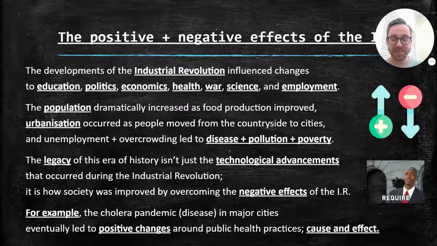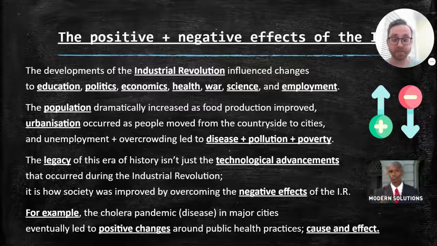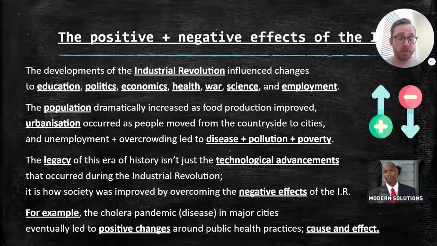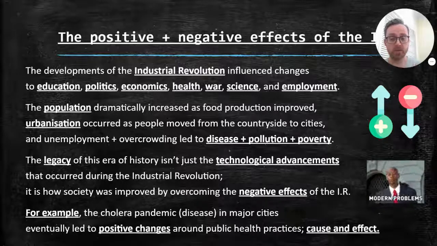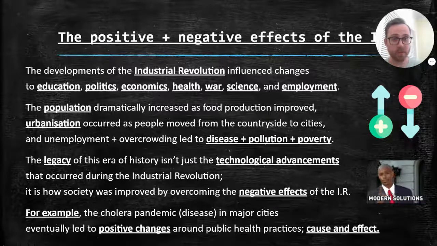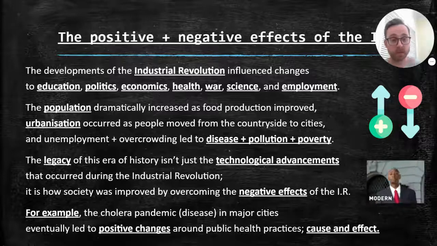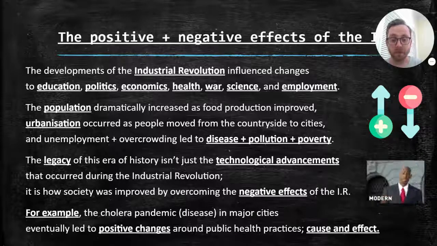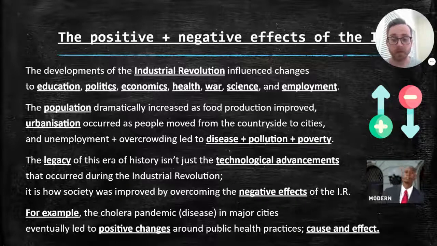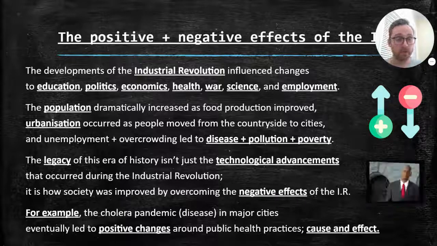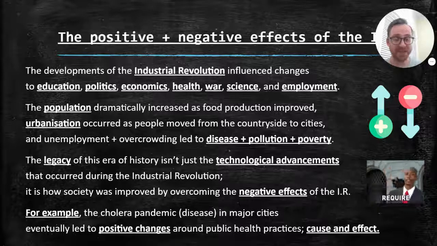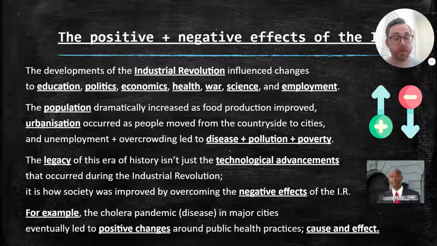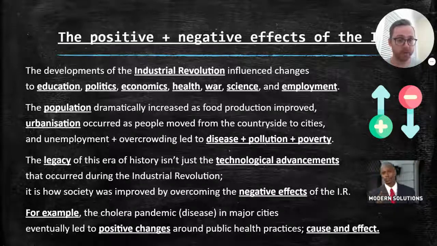We had some negative effects of the Industrial Revolution, but very, very massive changes during this time in history that have had impacts on our lives today. Modern society would be very different if not for these changes. The legacy of this era of history isn't just the technological advancements that occurred during the Industrial Revolution. So it's not just all the shiny new toys and inventions that we created. It's how society was improved by overcoming the negative effects of the Industrial Revolution.